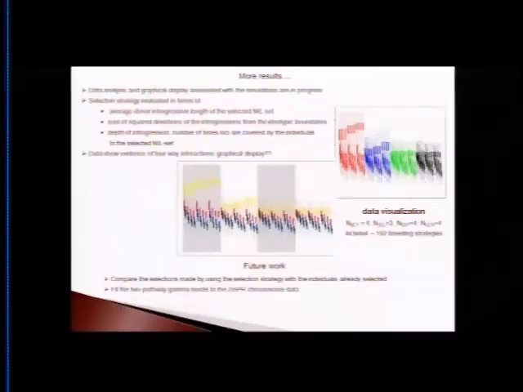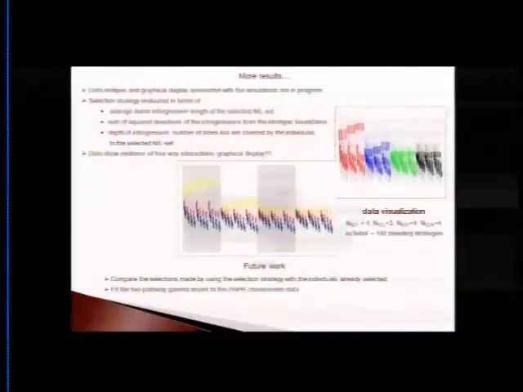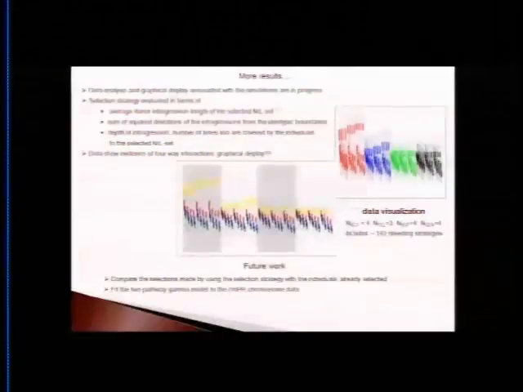And the depth of introgression, which we define as the number of times loci are covered by the individuals in the selected nearly isogenic line set. The idea is that we would ideally want each locus in the targeted region to be covered by 1, 2, or 3 individuals. But if it is covered by many individuals, then that is not what we desire.